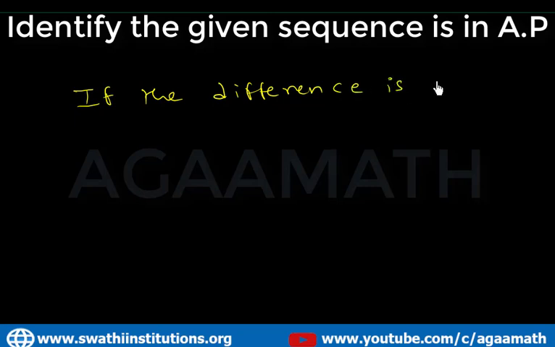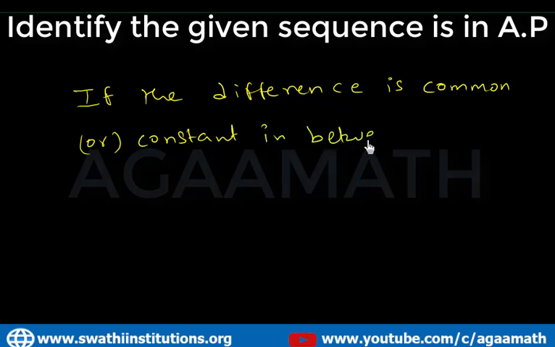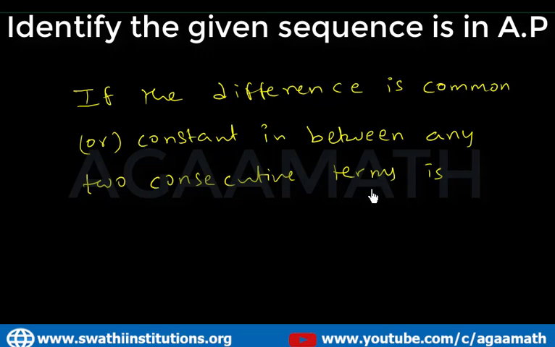is common, or we can say constant, means what? Fixed. Constant means fixed. If the difference is common or constant between any two consecutive terms, it is called an AP. So this is how today we learned to identify whether the given sequence is in AP or not.